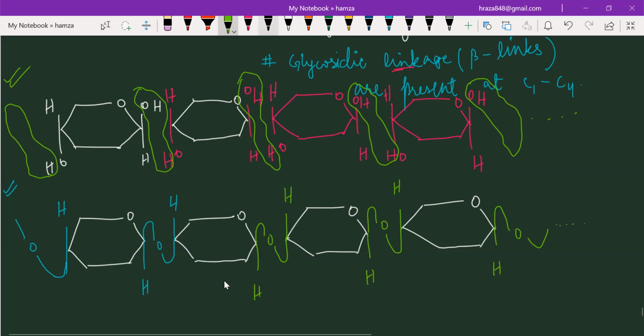And you can see this is called beta links. This is beta links. And also the glycosidic linkage you can see is present between C1 and C4. How are you going to recognize it? This is carbon 1, and this is carbon 4. So it is written, present between C1 and C4. Is that clear? Yes, sir. Okay, thank you.